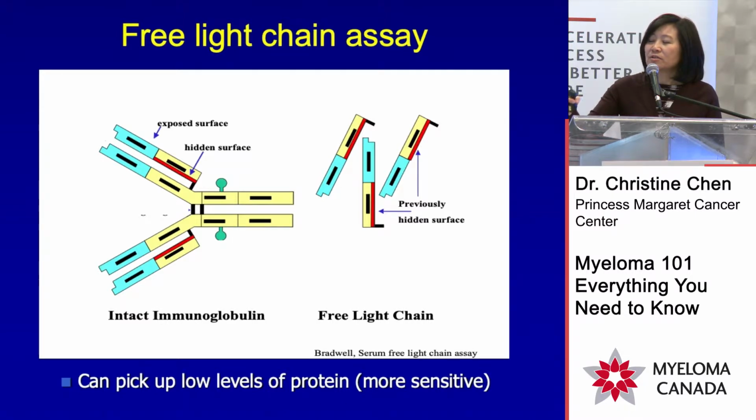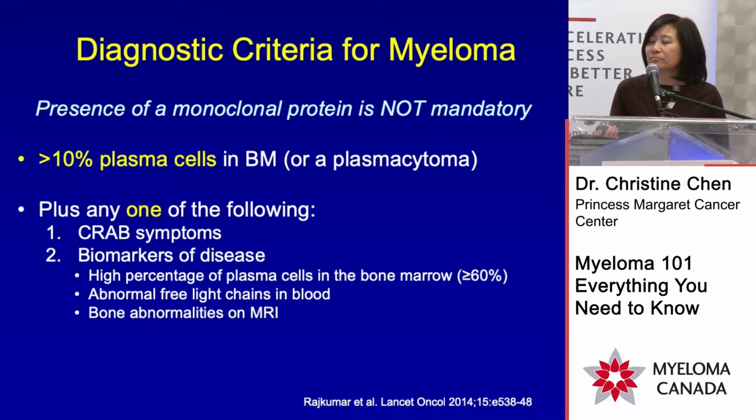The red part of the light chain that's attached to the protein is hidden from the surface, but when the light chain is loose by itself, that red part is available and can be picked up with this assay. So we routinely check free light chains on every patient as well as the monoclonal protein. And it can be a very useful test to monitor patients, particularly those who only make a light chain.